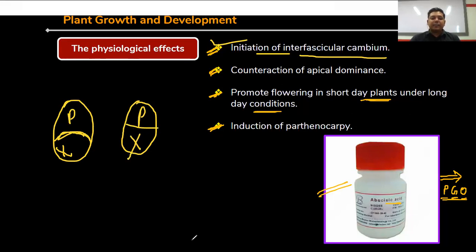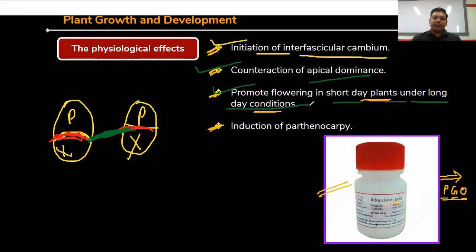Now interfascicular cambium means, first, this is called intrafascicular cambium, that is present between xylem and phloem within the same vascular bundle. And this is called interfascicular cambium, that is present between two vascular bundles. Clear?